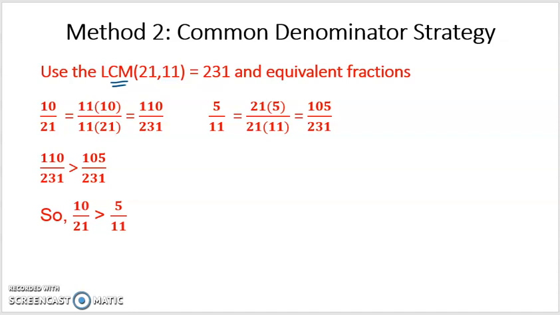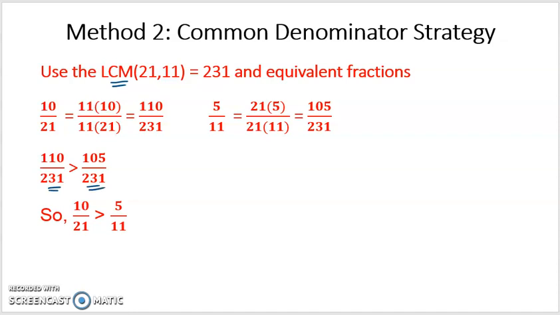And so 10/21 is 110/231. 5/11 is 105/231. Well, this is where you think of fractions as parts and wholes. 110 out of 231 equal parts is more than 105 out of 231 equal parts. So that number is greater than that number.